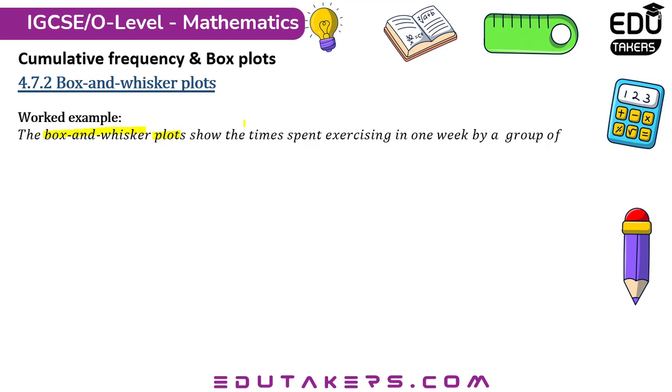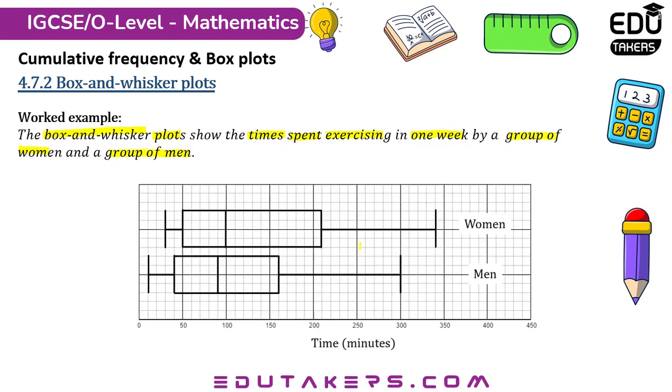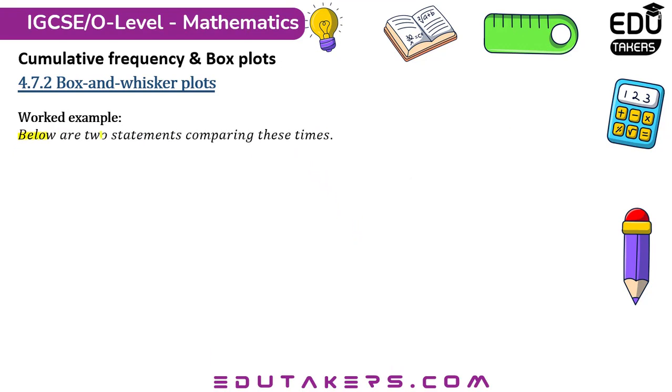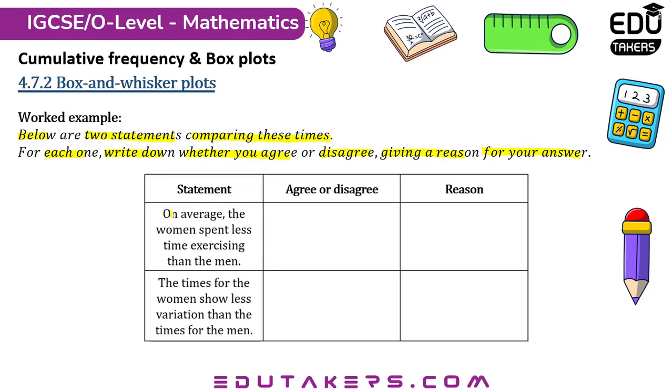The box and whisker plots show the times spent exercising in 1 week by a group of women and a group of men, as shown in the diagram. Below are two statements comparing these times. For each one, write down whether you agree or disagree, giving a reason for your answer. First statement is, on average, the women spent less time exercising than the men. And the other is, the times for the women show less variation than the times for the men.